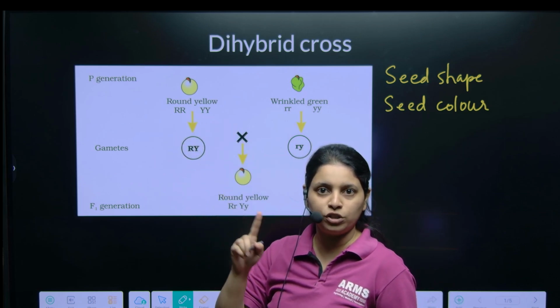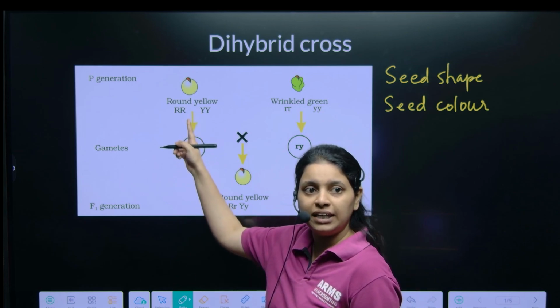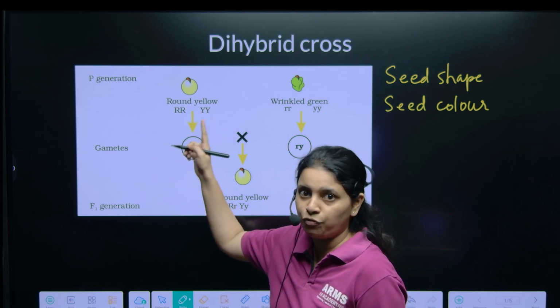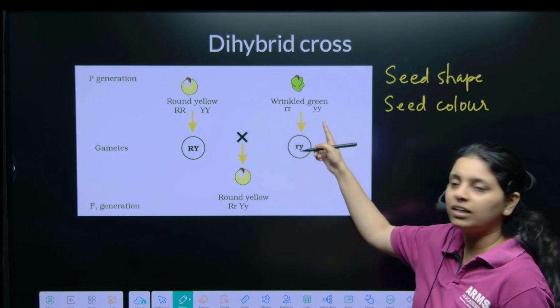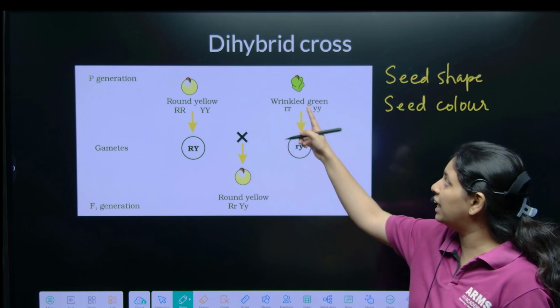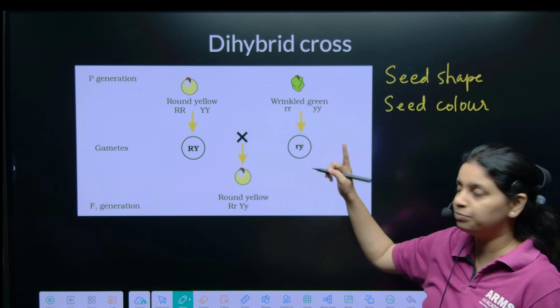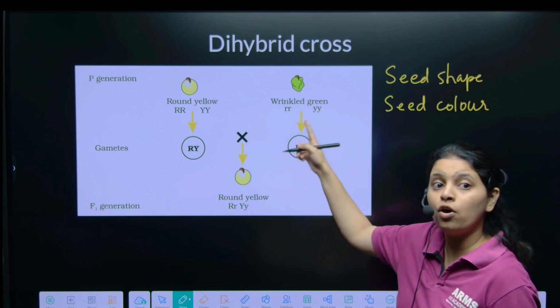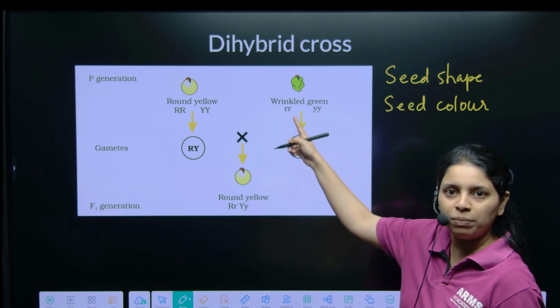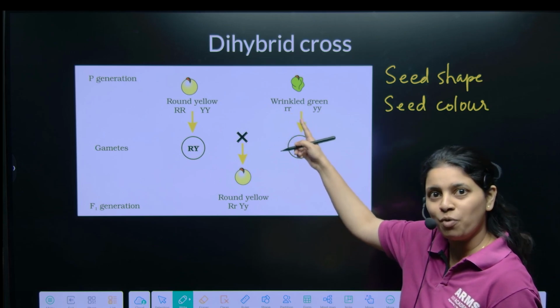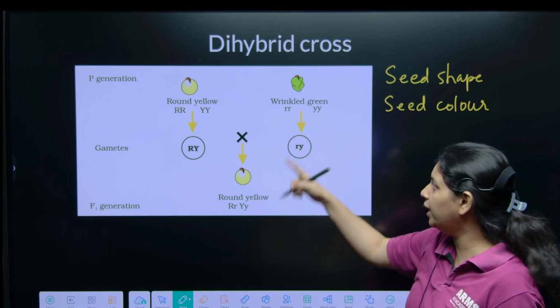Capital, capital, small, small, right? So this is homozygous dominant for both the traits. Now see the other parent, small r, small r, small y, small y. So this has wrinkled and green seed. What we can see here, this is also homozygous. It is a pure line because again same copies are repeated. Small r, small r, small y, small y, right?